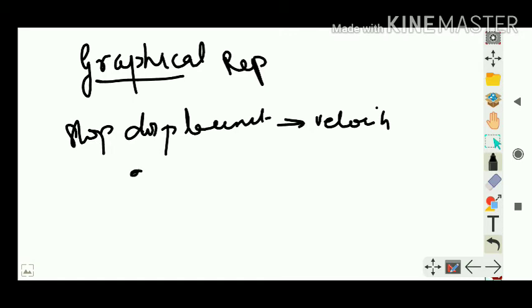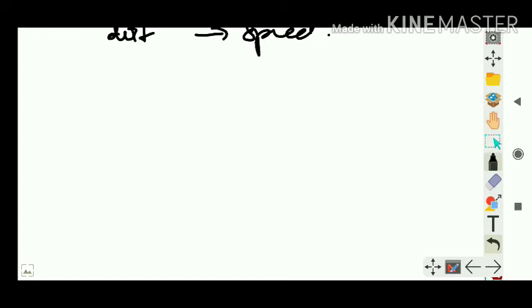Similarly, the slope of a distance time graph will give you what? Speed. I've told you this before. Suppose this is me, or you guys. You are moving from your home to, say, school. Say it is 2 kilometers.